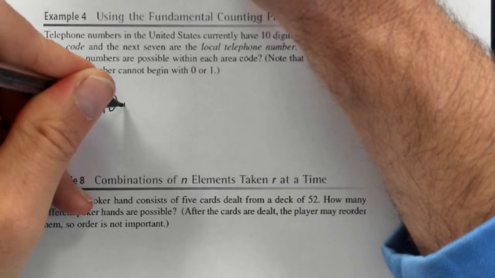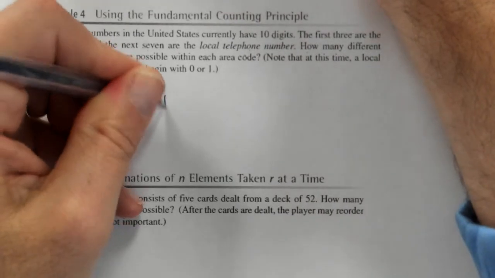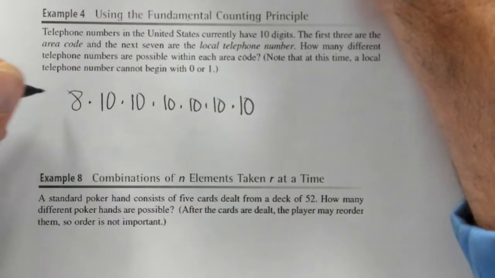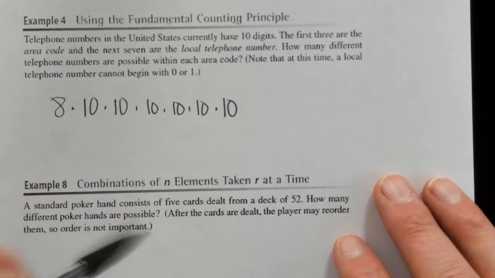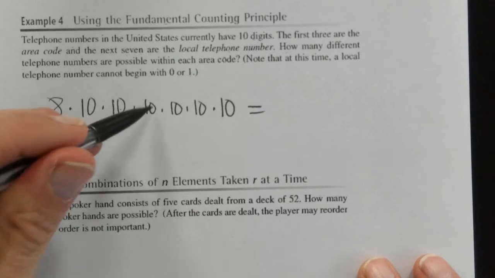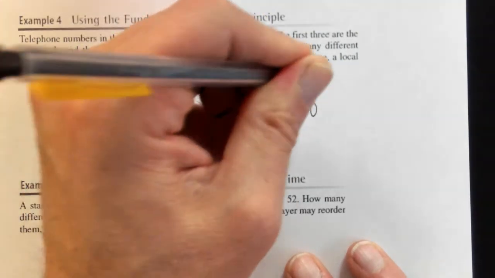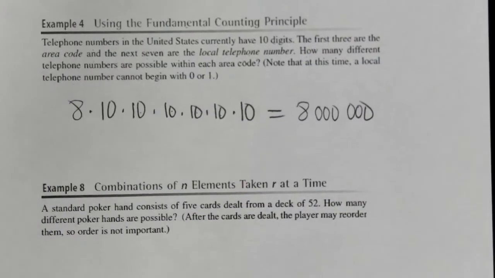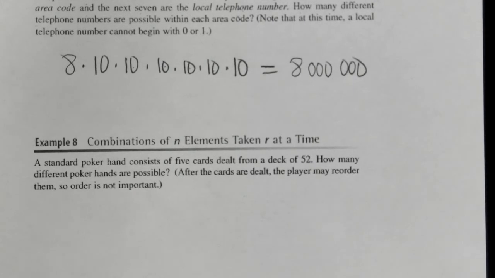What about for the third number? I've got 10, so that's times 10. So that takes care of the first 3 numbers. But remember, I've got 4 more that can go 10 times 10 times 10 times 10. So the number of different phone numbers that's possible within each area code would be the product of 8 times 10 times 10 times 10 times 10 times 10 times 10, and it's going to be 8 million. So each area code has 8 million different possibilities within it. That's the example of the counting principle.